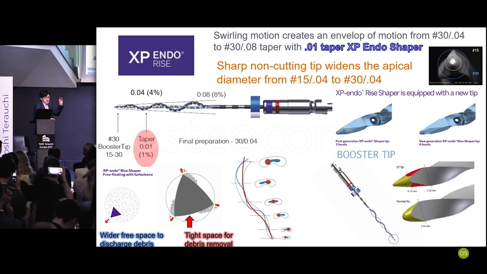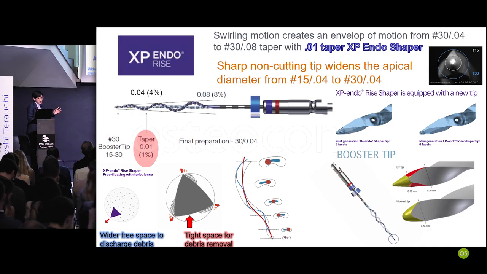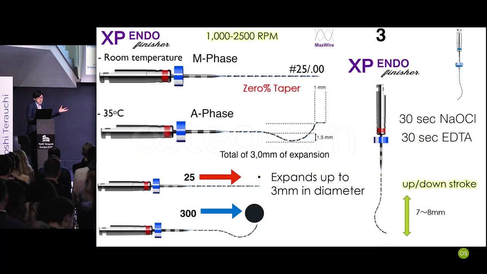XP shaper has only 1% taper. You will be more efficient in removing gutta percha mechanically using XP endo shaper because it has 1% taper. And it has a snake-like shape, this shape. Because of the snake-like shape, you can touch the root canal walls and you can scratch the root canal walls. Then you can remove the gutta percha mechanically very easily. I will do the demo after this.